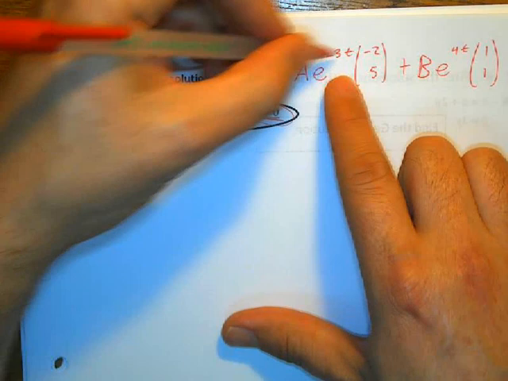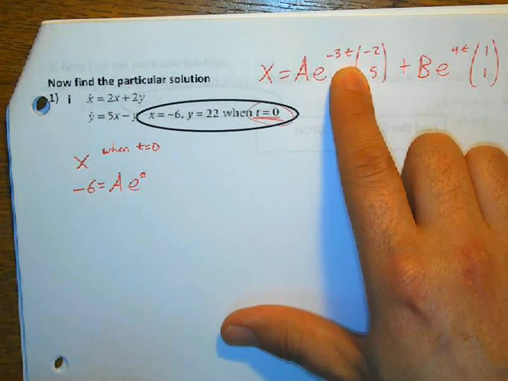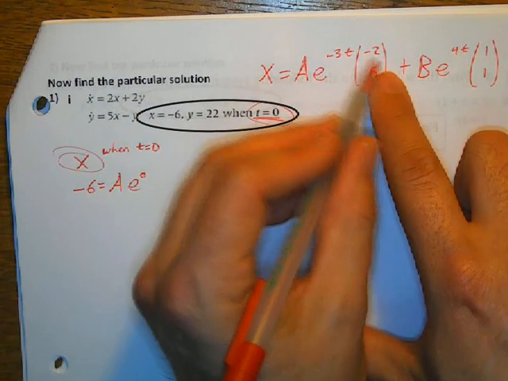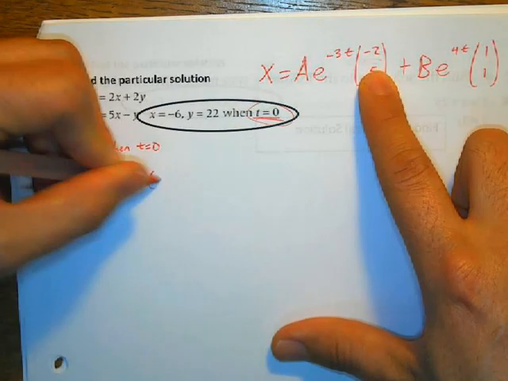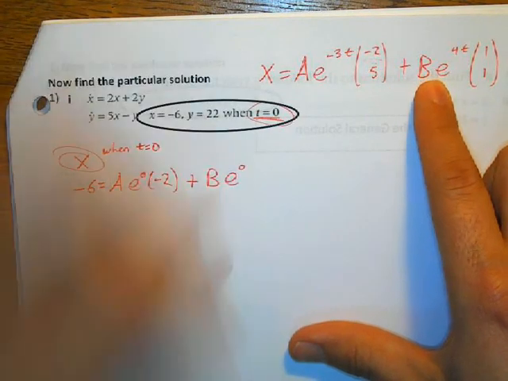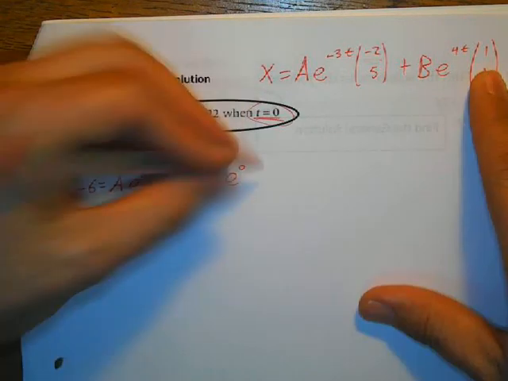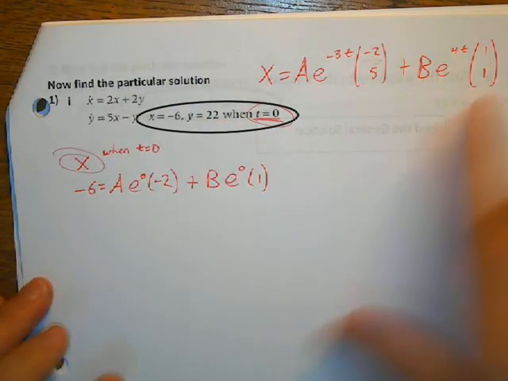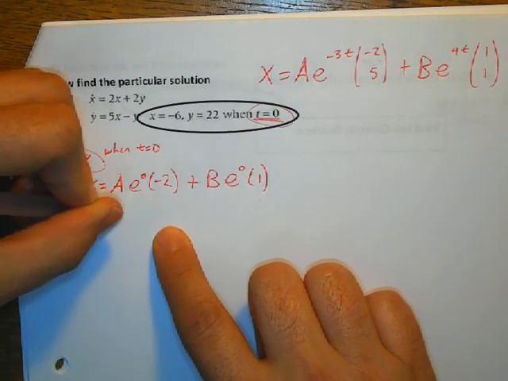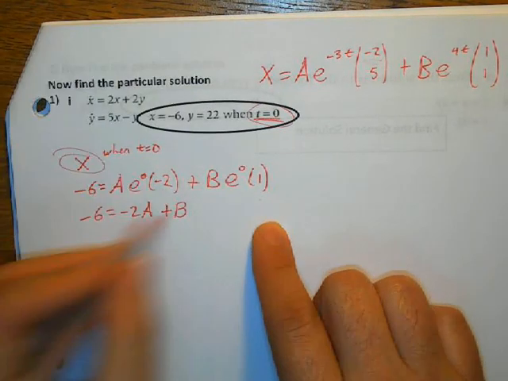So negative 3 times 0, this is still e to the 0, right? And then since I'm dealing with the x values, I'm only looking at the top thing, which is negative 2, plus b e to the 0. And once again, I'm dealing with x, I'm only looking at the top thing, which is 1. And so we can simplify this a little bit, and that gives me negative 6 equals negative 2a plus b.